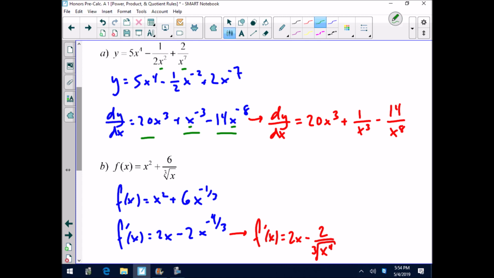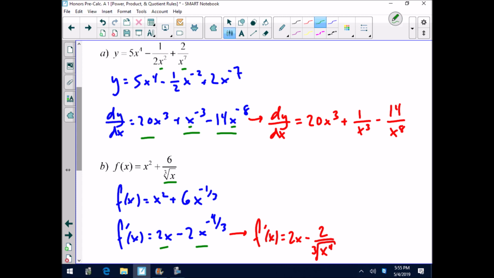For our b, we again have to take care of that second term and rewrite it as a constant times x to some power so that we can take the derivative with the power rule. Right here we can say that our x squared plus 6 over the cube root of x can be written as x squared plus 6x to the negative 1/3. We then multiply in front by the powers and subtract 1 from the exponents from both of our terms, and we get 2x minus 2x to the negative 4/3, right?